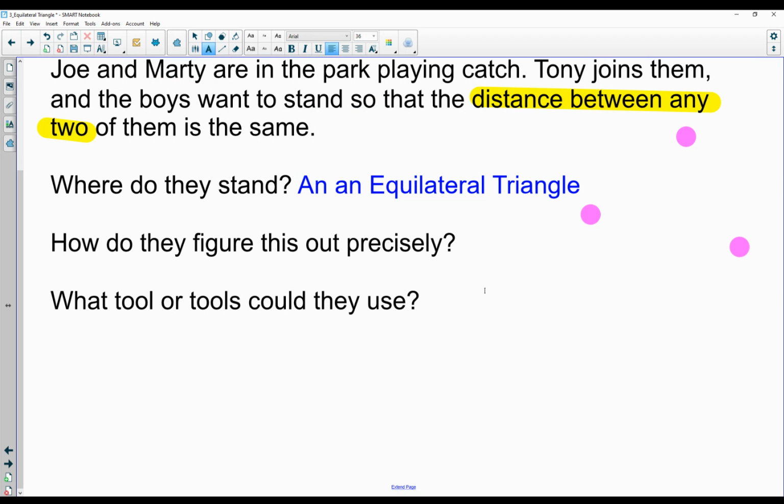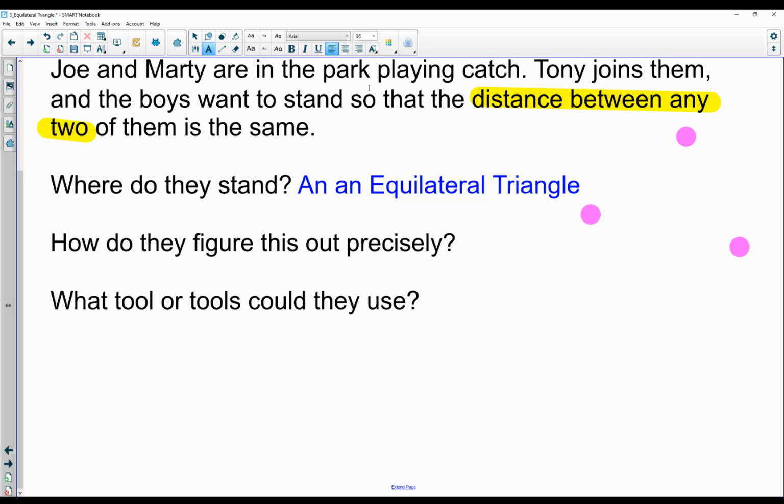So now you're outside and there's these three boys, and how do they figure it out? How do they figure out that they're equal distances? I mean, if they're outside, how could they figure it out? They could probably measure. Some students say they can take their feet and count the number of feet between them. They could take a piece of string. They can take a ruler, any of those things.